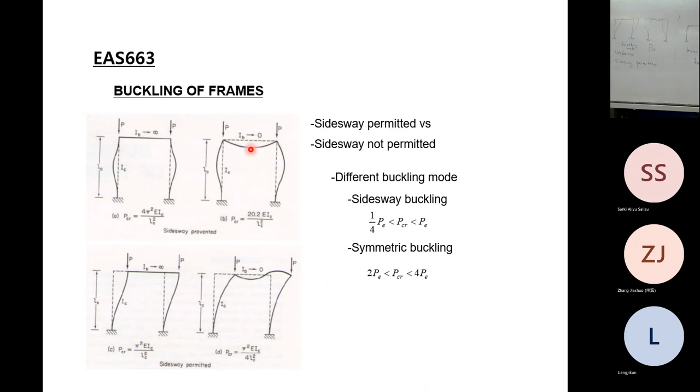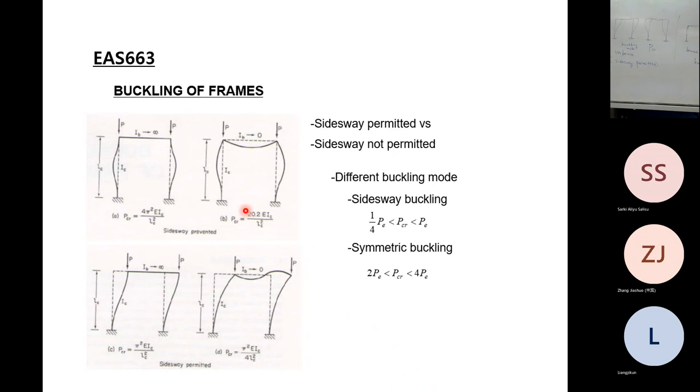So that's why the lower range here corresponds to the behavior of a fixed pin column, because this beam is assumed to be approaching zero, as if no beam there. No beam means nothing to prevent the rotations. But this is sway prevented, so it cannot go sideways. Almost free to rotate, so this is behaving like a pin. Pin fixed column, effective length 0.7L, critical load is pi square EI over (0.7L) square. If you simplify that, it is approximately equal to 2 times the Euler buckling load.